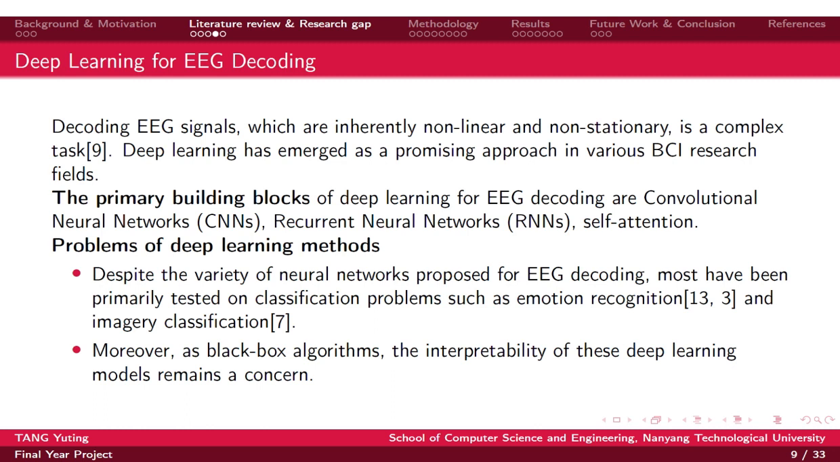Deep learning has emerged as a promising approach in the various BCI research fields, and the primary building blocks of deep learning for EEG decoding are convolution networks, recurrent neural networks, and self-attention mechanism. But there are problems about deep learning methods. Despite the variety of neural networks proposed for the decoding, most of them have been primarily tested and evaluated on classification problems, like emotion recognition and imagery classification. Moreover, as black box algorithms, the interpretability of these deep learning models remain a concern.